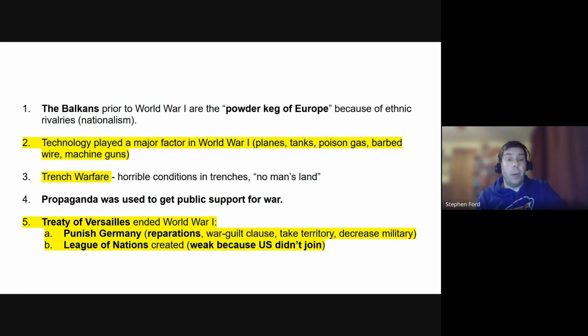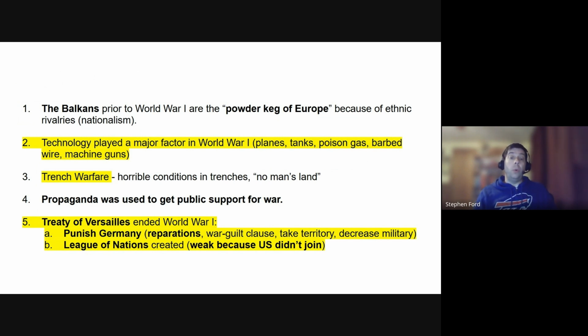I threw in this fact about propaganda here, even though I didn't highlight it. Sometimes they'll even have propaganda posters as a document on the Regents. So just understand the biggest thing was to get public support for the war, or here's why our enemy's bad, right? A nationalism bit. So that's overall the purpose of World War One propaganda.